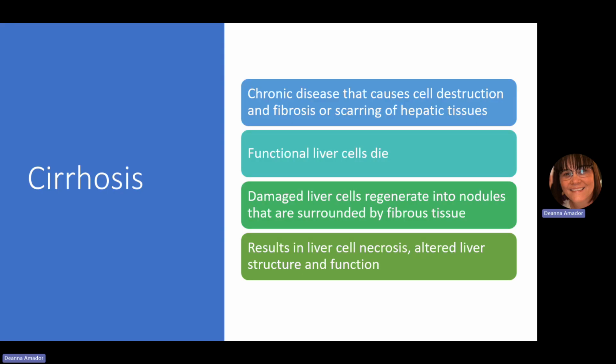So let's go into cirrhosis. Cirrhosis is a chronic disease, destruction, and fibrosis or scarring of your hepatic tissue. You have liver cells that die and they start to form these nodules that are surrounded by this fibrous tissue. This results in necrosis of your liver cells and altered function of your liver.